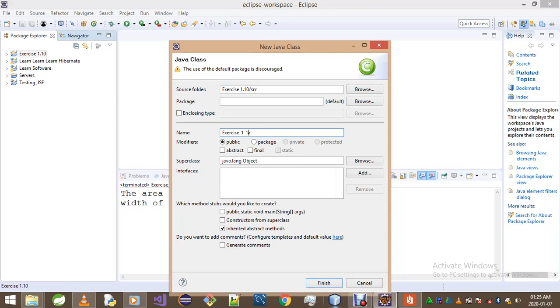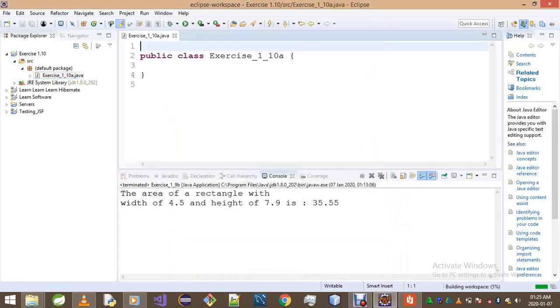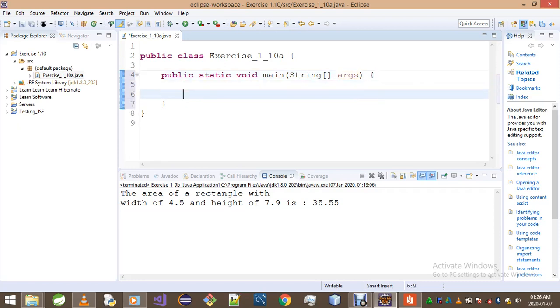So this is actually exercise 1.10a. Oh my god, I forgot to include public static void main. I forgot to include the main method, but then again, it's okay. It's not much of a deal. Okay, with that out of the way, let's get started.